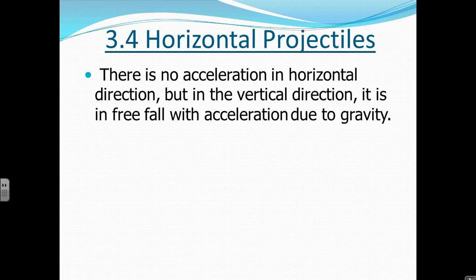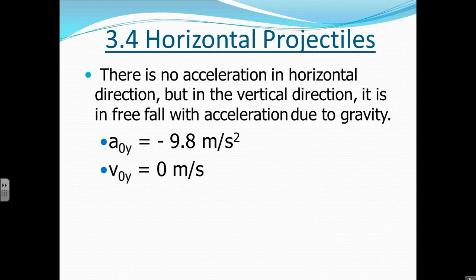So there's no horizontal acceleration. In the vertical direction, we have a free fall problem, acceleration due to gravity. Our acceleration is always equal to a negative 9.81 meters per second squared. It's directed downwards towards the Earth. The initial velocity in the vertical direction, denoted by the subscript y, is 0 meters per second. And whatever velocity we start with horizontally will remain constant throughout our problem.